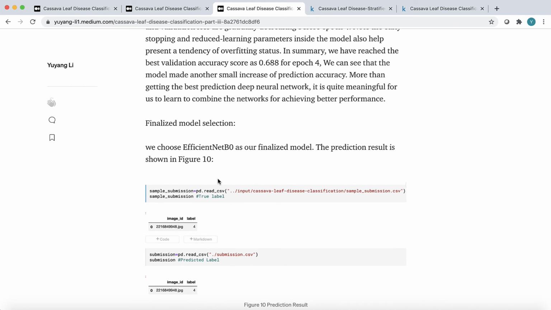So this is the introduction for our self-designed model. Our finalized model selection is the EfficientNet with B0 structure. The best validation accuracy we have is about 0.8.